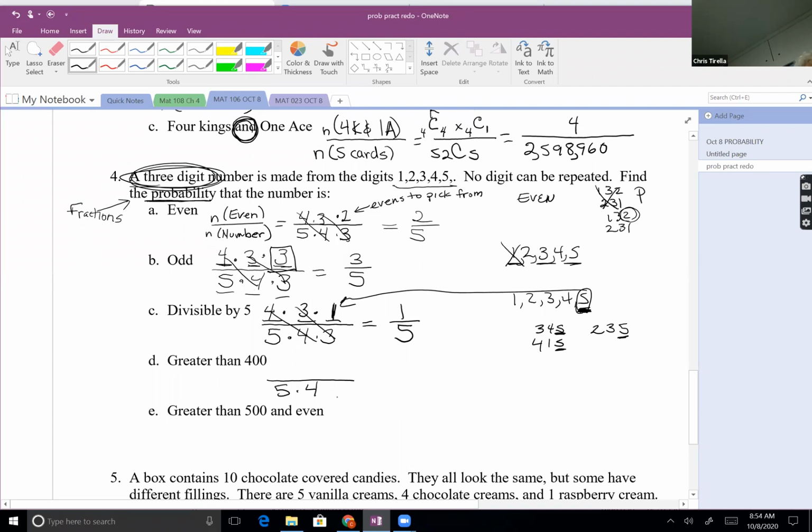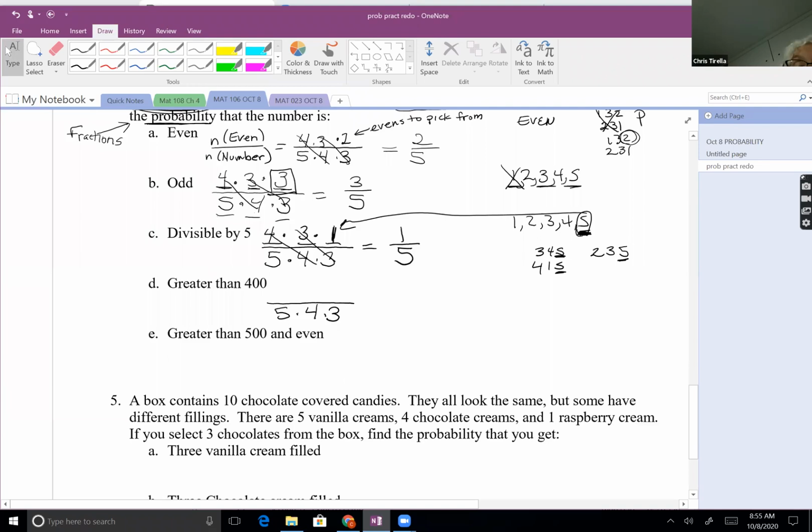The next one is a probability. I'm making a fraction. The denominator is my entire sample space, 5, 4, 3. So I'm going to recreate my list of digits here. If this number has to be bigger than 400, what type of number could it be? It could be something like 412, right? 453. It could be a number in the 400s.